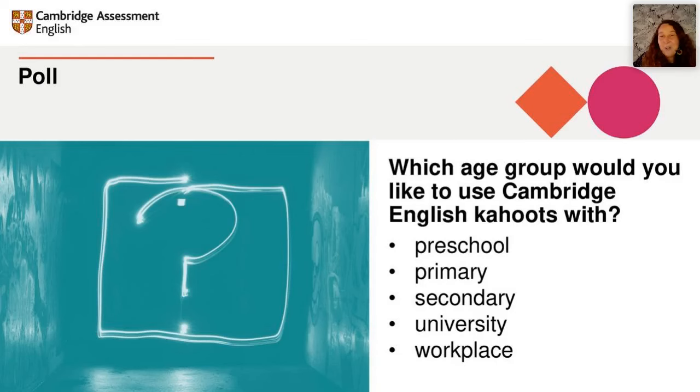And I can see here that the majority of you would like to be able to use Kahoots with your primary and secondary students. About a third of you would like to use them with both of those groups. And then following on, we've got university, 22%. Preschool and workplace are both about 4%. That's very interesting because obviously there's a lot of learners at primary and secondary levels and we need to be able to support them. Thank you very much. That's really interesting. That's fantastic. Thank you.